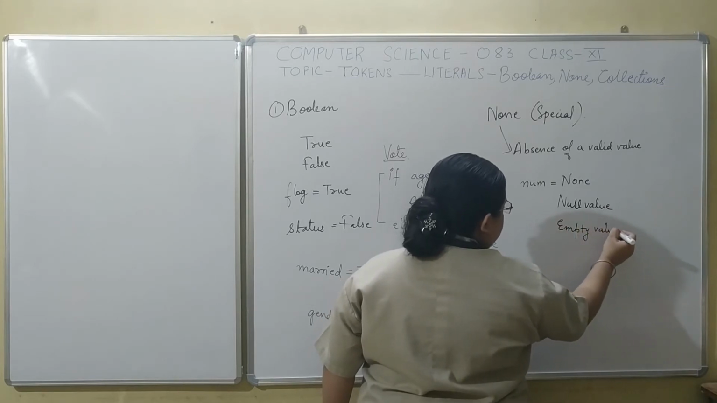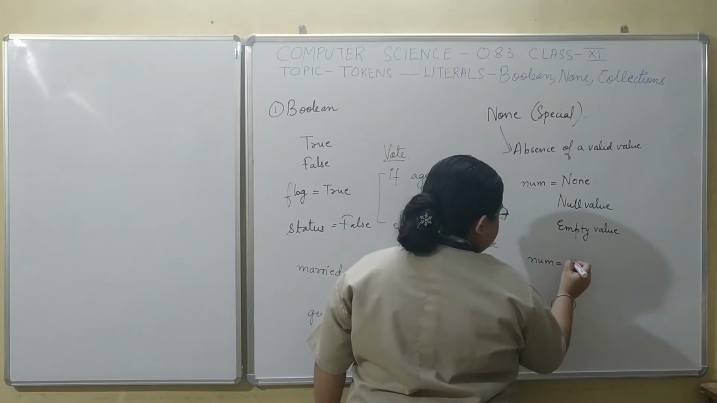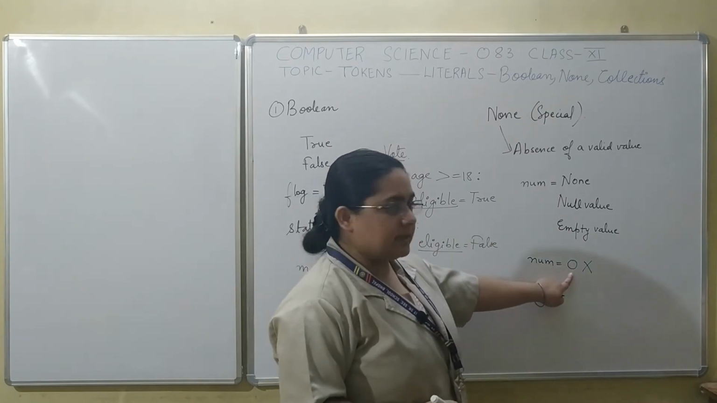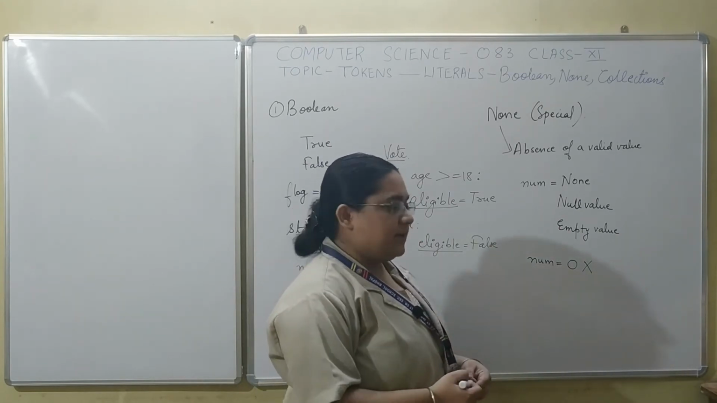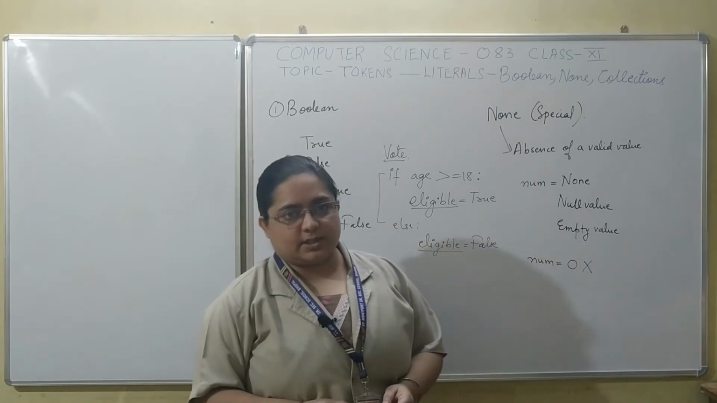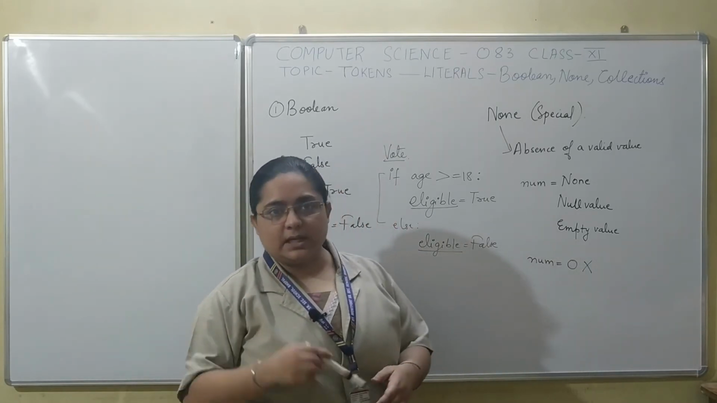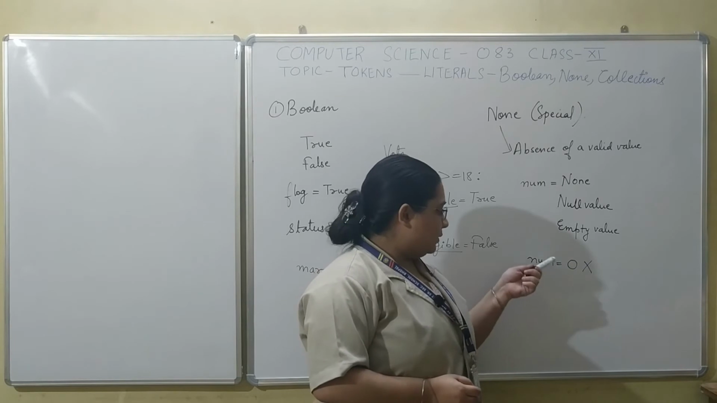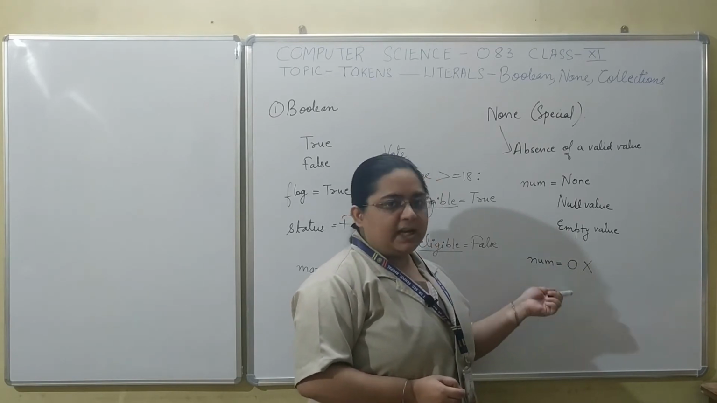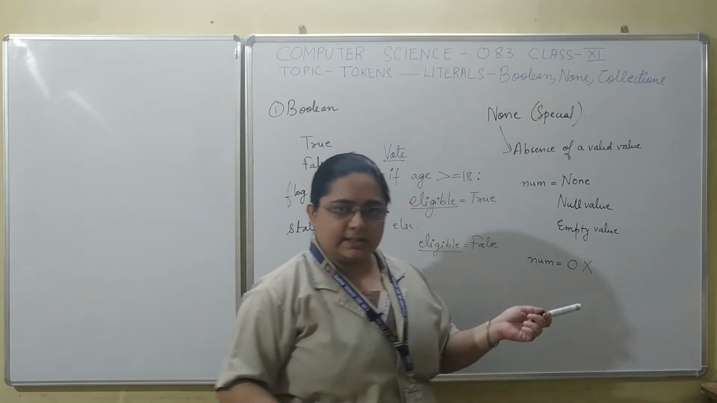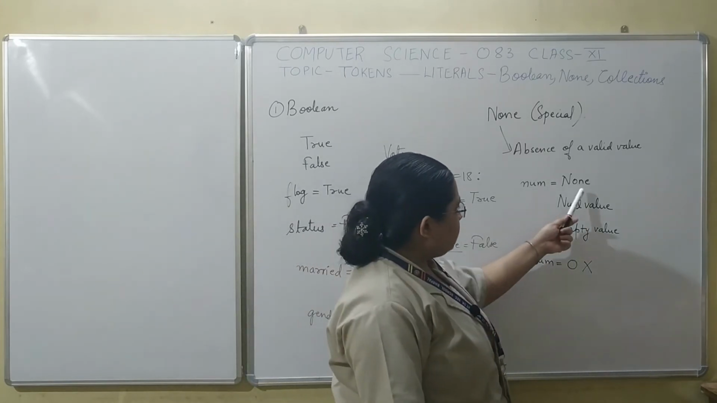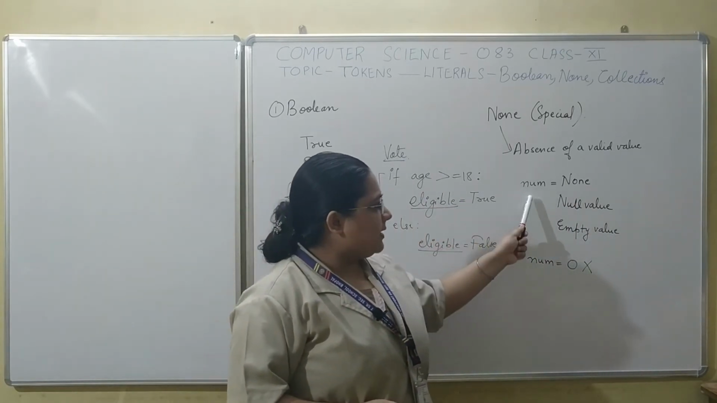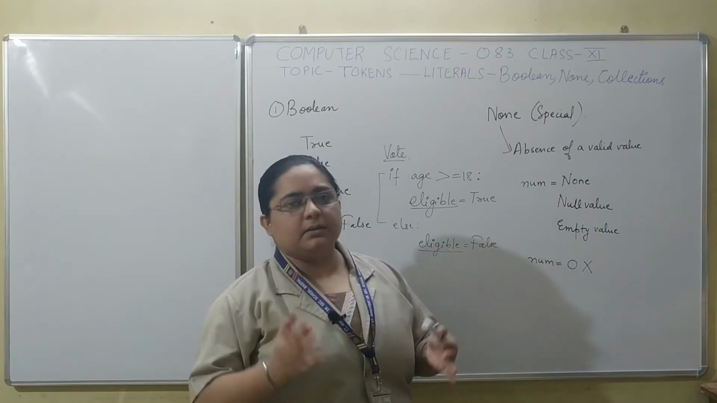Now you might be thinking that if I write num as 0, this is also an empty value. Answer is no, this is not an empty value. 0 also does have some value. After all, we all know that 0 is one such digit which increases the value of the number before it. So this 0 represents that num is pointing to a valid memory location which contains a valid value, that is 0. Whereas if I say None, it will represent that this identifier num doesn't point to any specific memory location.